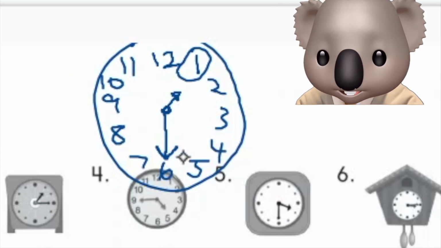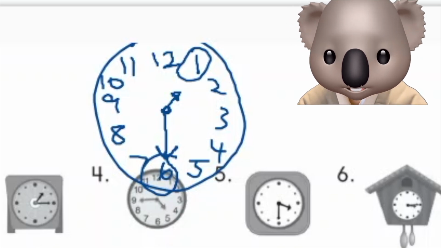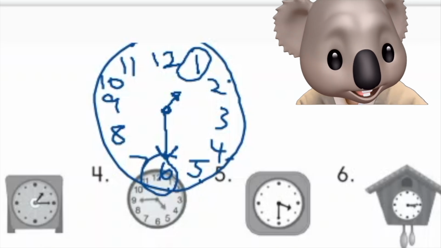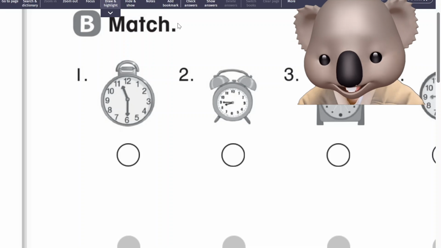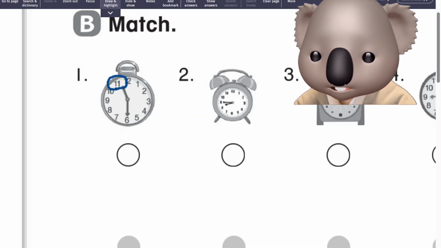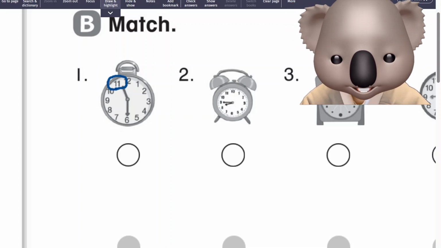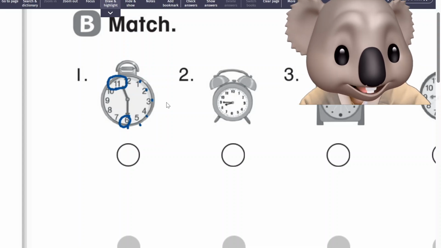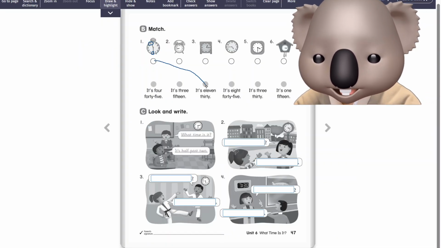The long hand is pointing to 6. We know 6 is not 6, but minutes. So 5, 10, 15, 20, 25, 30. The time is 1:30. In number 1, we can see that the shorthand is pointing to 11. So we know that the hour is 11. What about the minutes? Right here. 5, 10, 15, 20, 25, 30. What time is it? 11:30. Right here, it's 11:30.